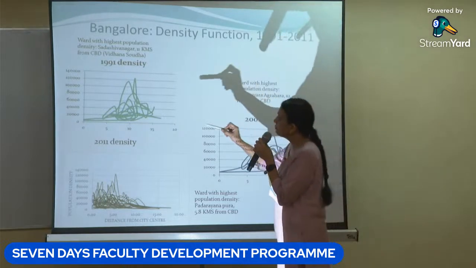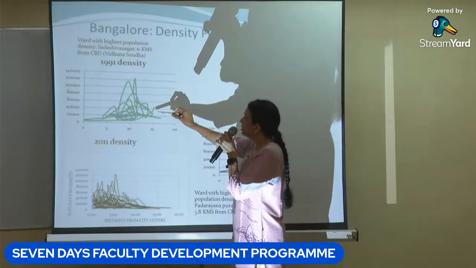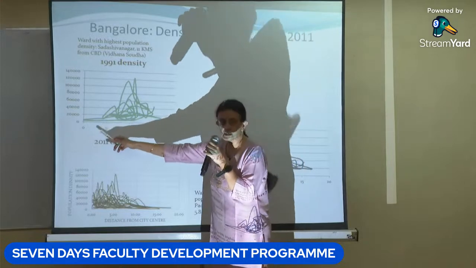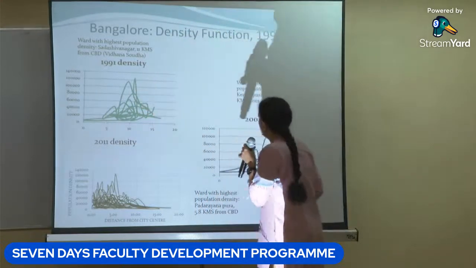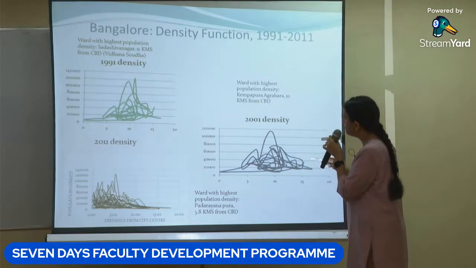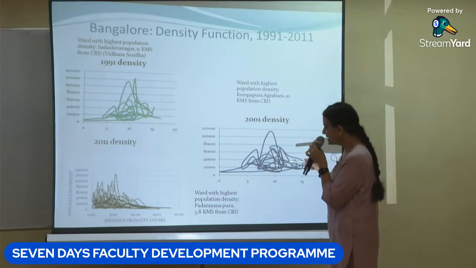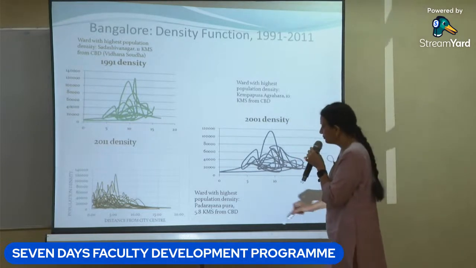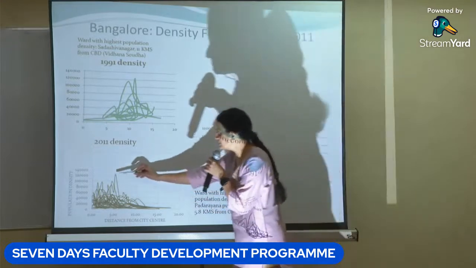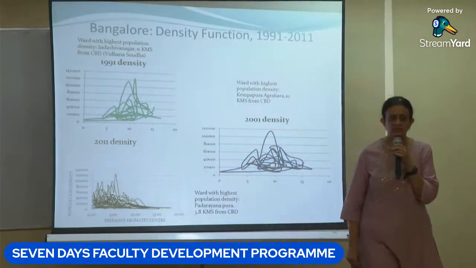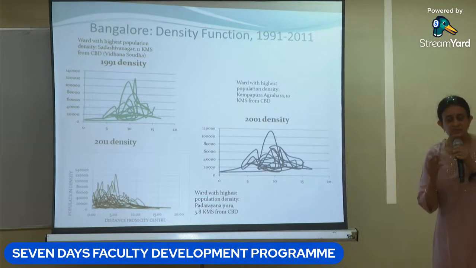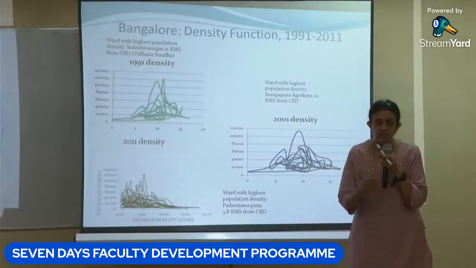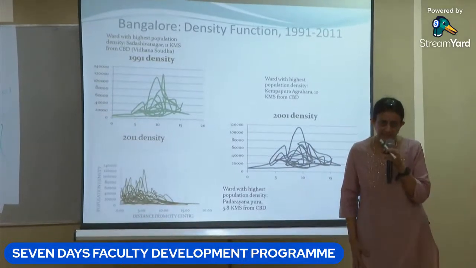If you see the peak of population density in 1991, this was 11 kilometers from the CBD, from Vidhan Saudha. In 2001, the peak of population density was 10 kilometers from the CBD, and in 2011, the peak of population density is only about 6 kilometers from the CBD. So, it's very good to know that people are moving closer and closer to the city center.